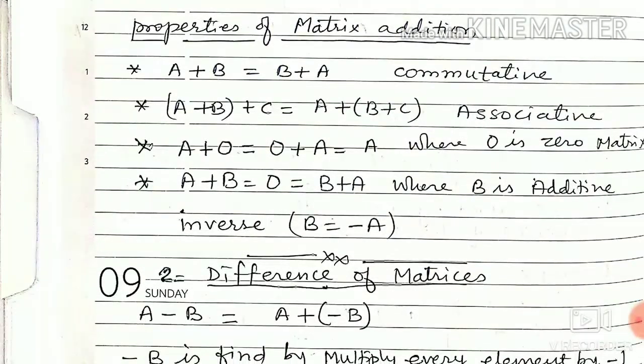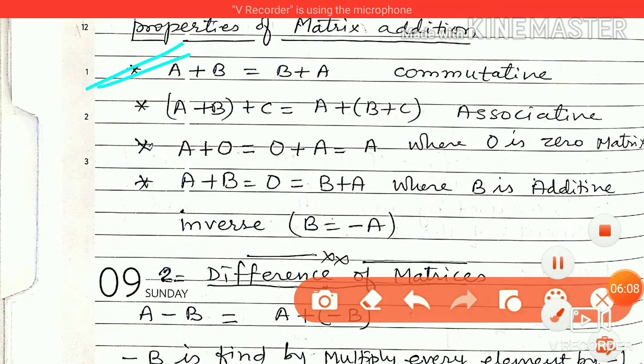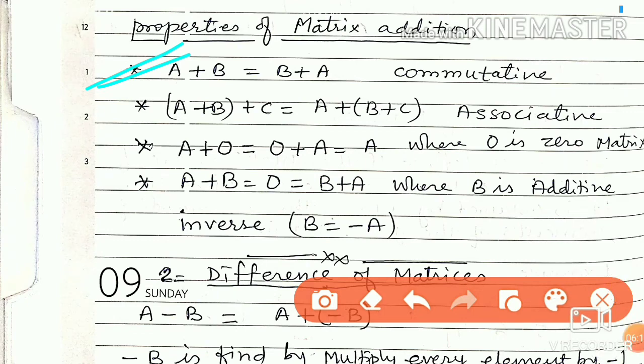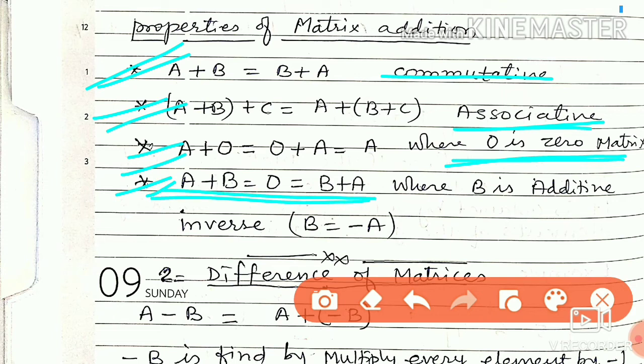Now some properties you can check. The first property is that a plus b and b plus a are equal, which means it is commutative. Similarly, a plus b in brackets plus c equals a plus b plus c in brackets, which means it is associative. Here, a plus o equals o plus a equals a, where o is a zero matrix, which means if you add a zero matrix to any matrix, you get the same matrix. A plus b equals 0 and b plus a equals 0 means if you add two matrices and get a zero matrix, then the second matrix is the additive inverse of the first matrix.